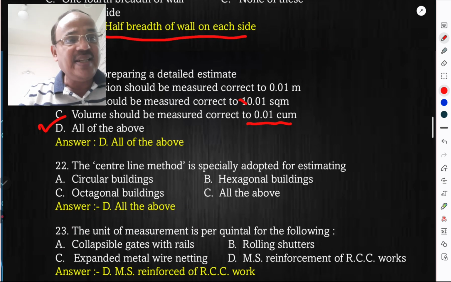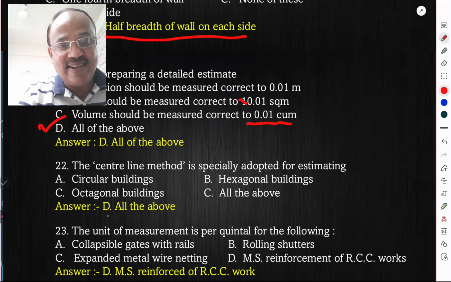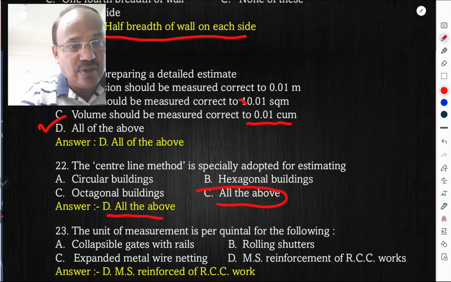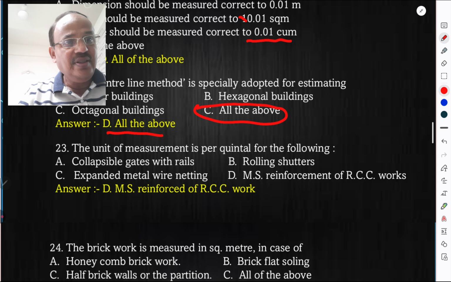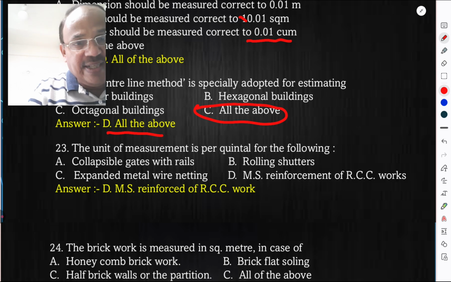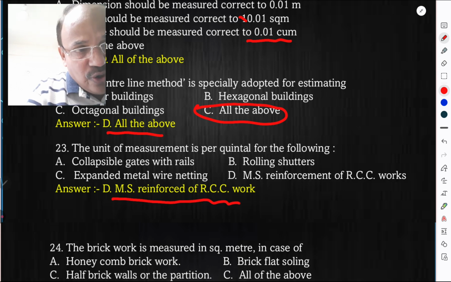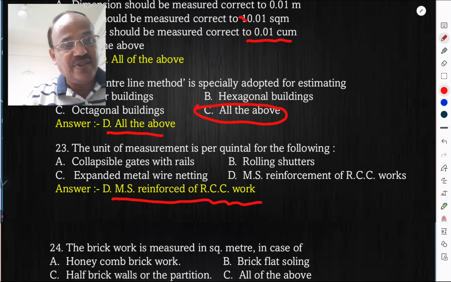The center line method is specially adopted for estimating circular building, hexagonal building, octagonal building, as discussed earlier. All of the above is the correct answer. Then the unit of measurement is quintal for the following: collapsible gate with rails, rolling shutters, expanded metal wire netting, MS reinforcement of RCC work. So quintal, that is MS reinforcement of RCC work, not reinforced, that is reinforcement.